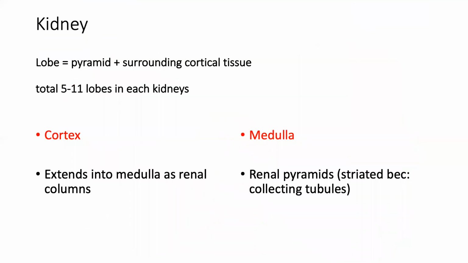So in the kidney, the pyramids we saw, plus the surrounding cortical tissue, which is renal column, is called lobes. In each kidney, there are about 5 to 10 lobes.